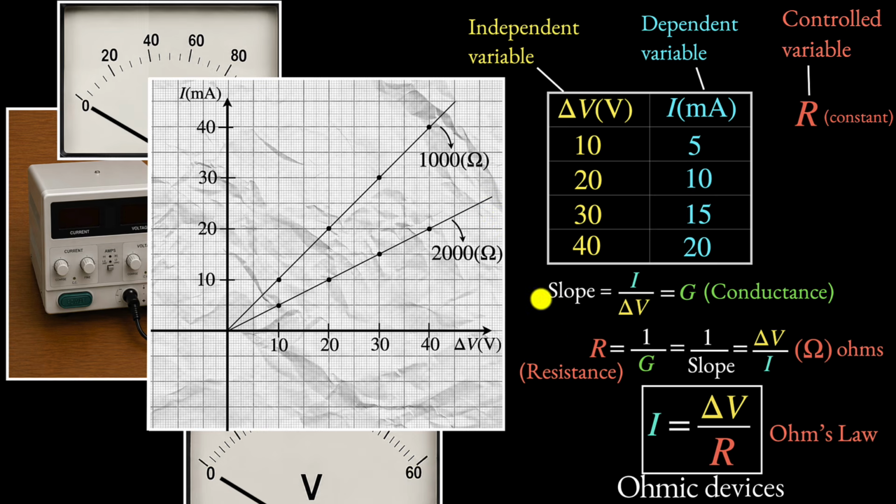And of course, there are other devices like LEDs and transistors that are used in your computers. They are completely non-ohmic. There is no range of voltage for which they behave ohmic. So the graph for them, the current versus voltage graph for them, will never be a straight line.